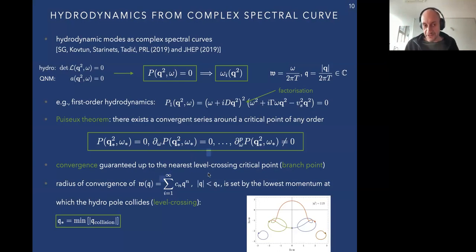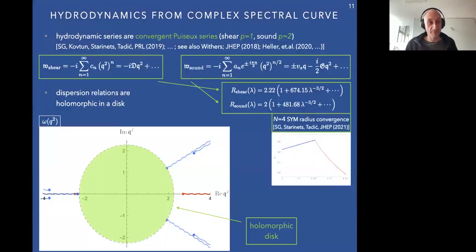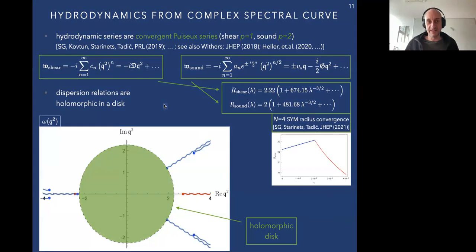And convergence is guaranteed up to the next level crossing critical point. You could also think of this as a branch point in the space of momentum. So we'll deal with this later. So basically, hydrodynamic series have a finite radius of convergence, which is determined by these nearest level crossing collisions. Okay, so this is a typical picture that we like to draw to see where this happens. All right, so what is important for purposes of my talk today is that yes, there is hydro, they are Puiseux series, and they are convergent.